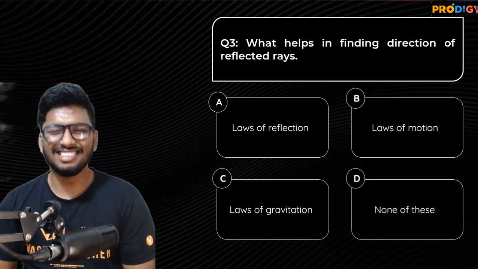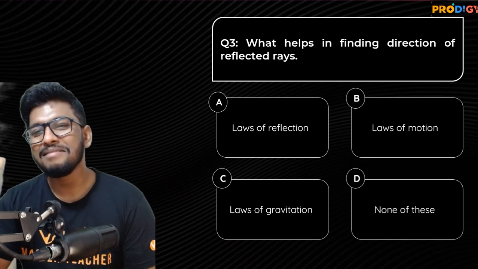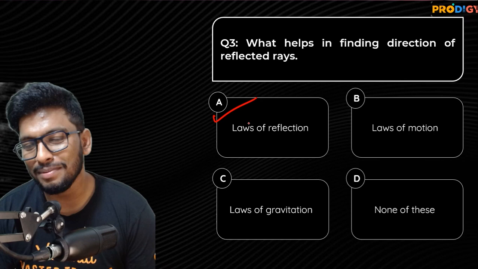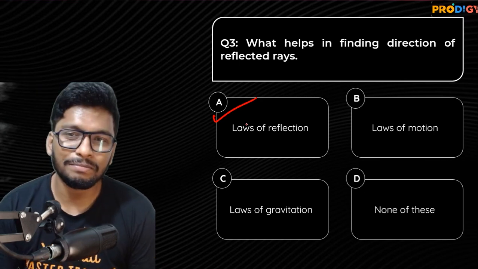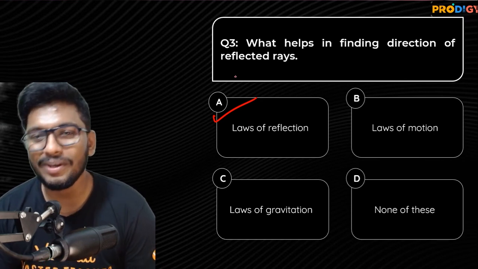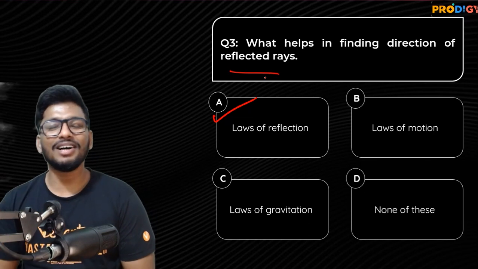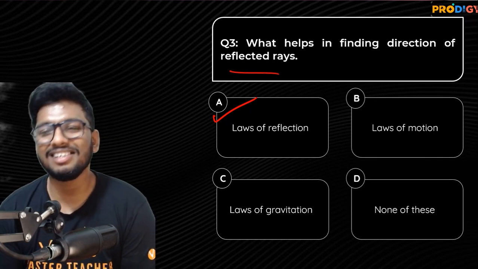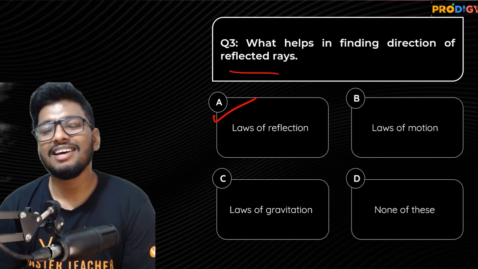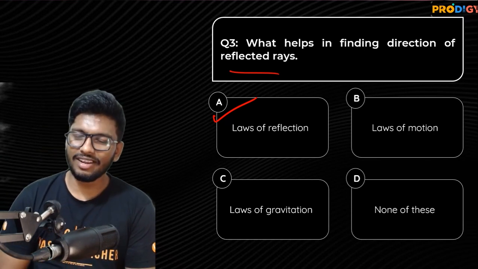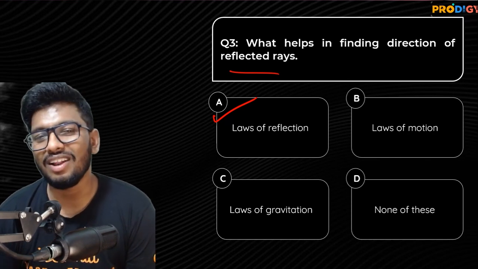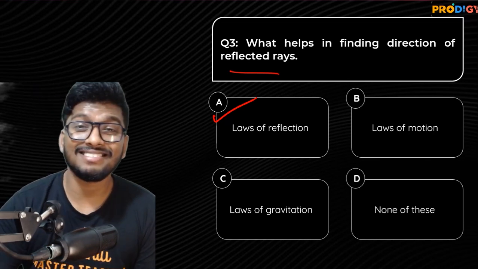Anyways, the answer, I'm pretty sure everyone got it right, but let me just give you the answer anyways for all those who got it wrong. It's laws of reflection, people, because the answer is there in the question itself. The one that's going to help you find out the direction of the reflected ray is the laws of reflection, which are basically two. One is that the angle of incidence is equal to the angle of reflection. Second is that the incident ray, the reflected ray, and the normal all lie in the same plane. That's it. Simple as that.